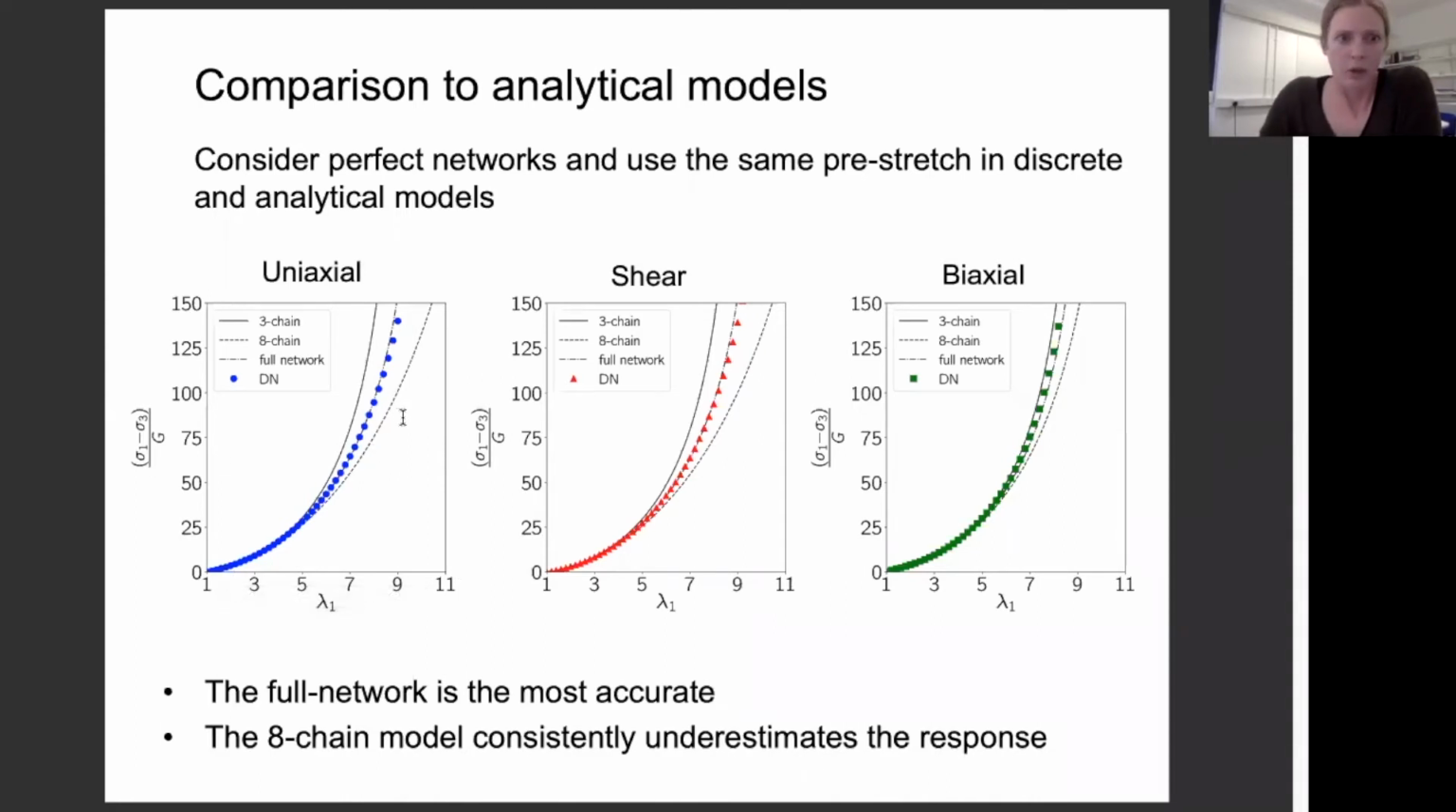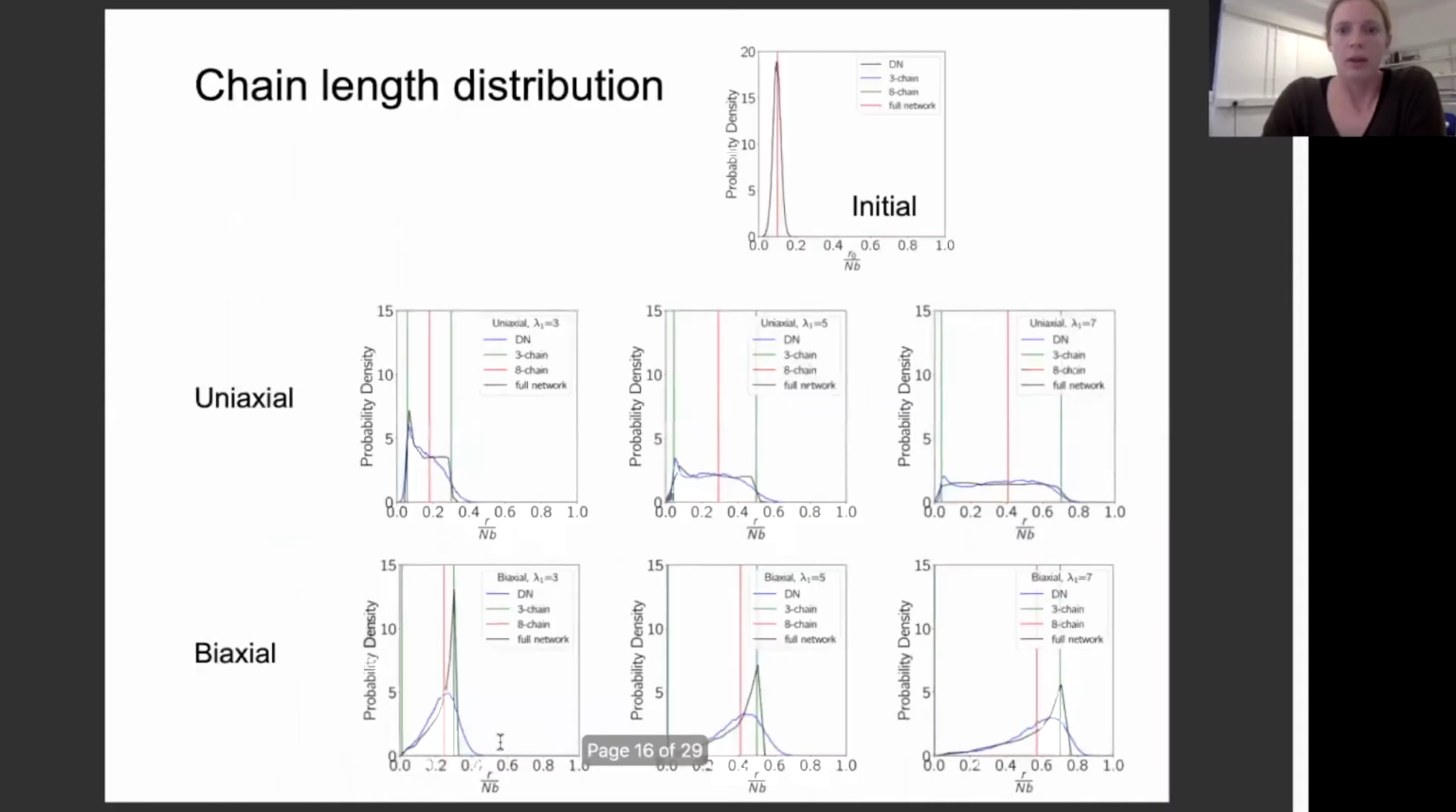So what it shows is basically the full network is perfectly fine. Well, it could be slightly improved maybe in the biaxial case, but it's quite minor. And the 8-chain model is a bit too soft. To try to understand why it doesn't work, or what can be improved, we can look at the chain length distribution in the network.